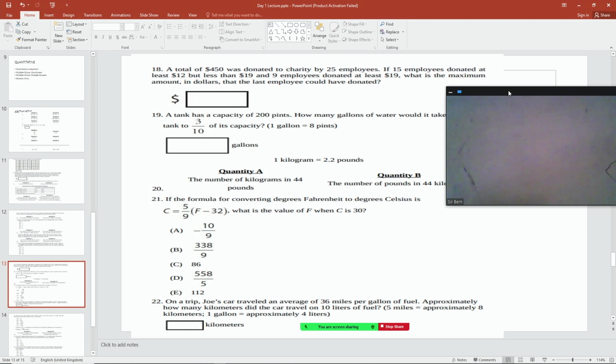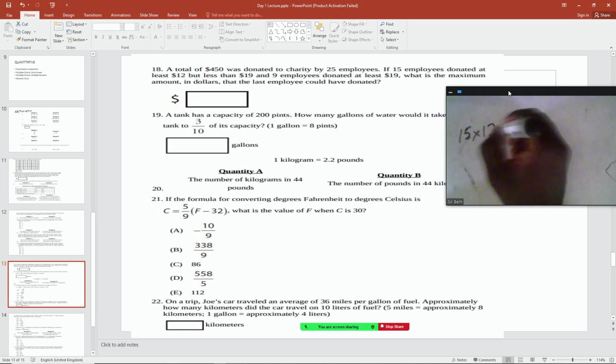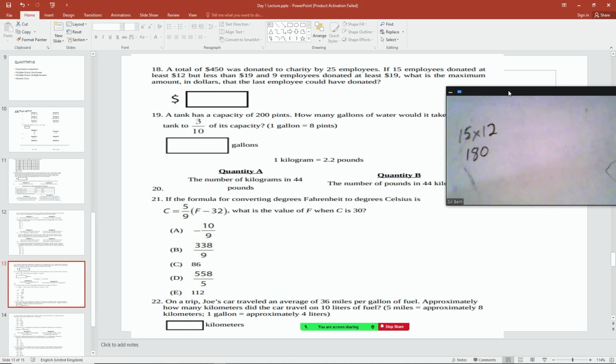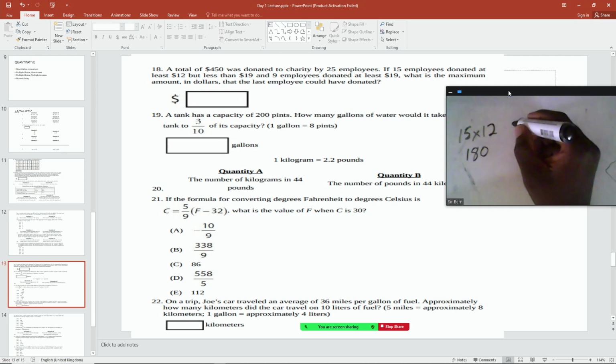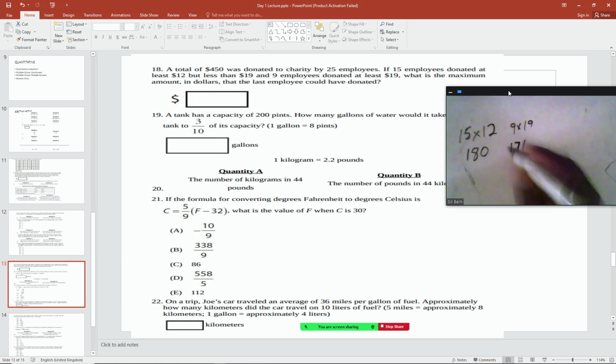For the 15 employees, we are going to pay 15 times 12. 15 times 12 is 180. Then the other 9 people donated at least 19, so we take the least. So 9 times 19 is 171. The summation of this gives us 351. Plus the last person's contribution, the total they donated is $450. So the last person would give 450 minus 351, which is $99. So you will type $99 into the box.